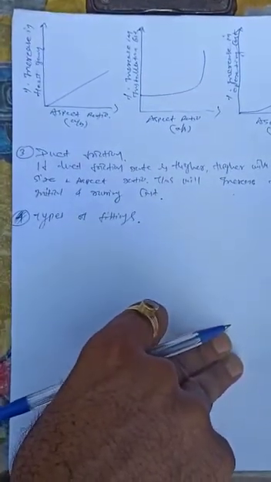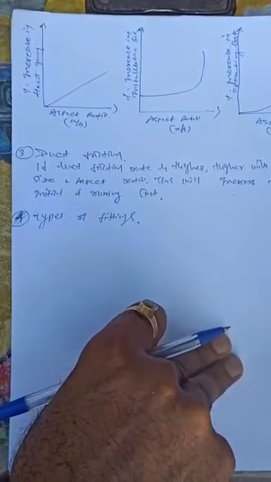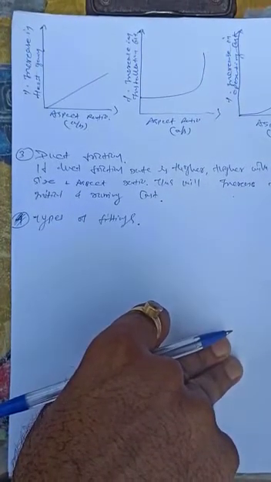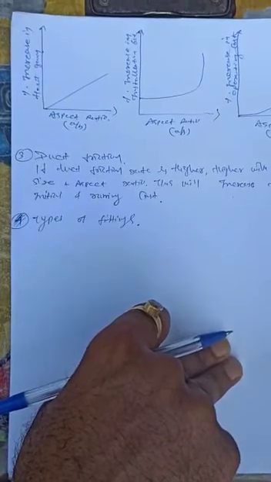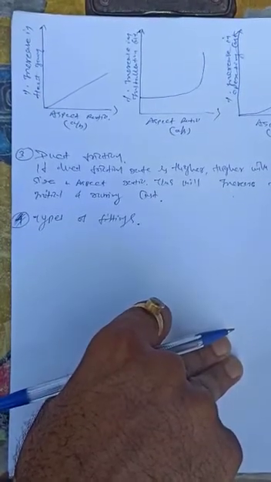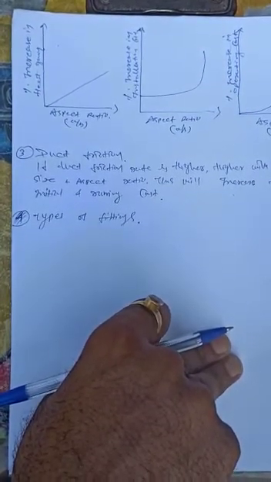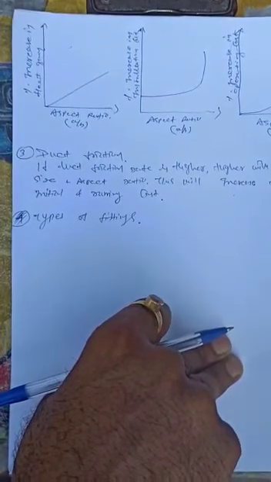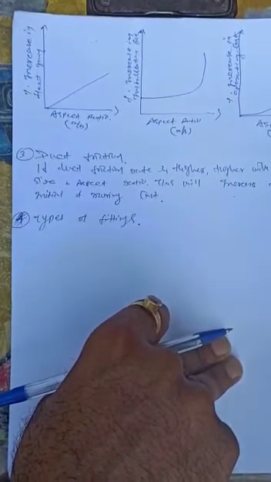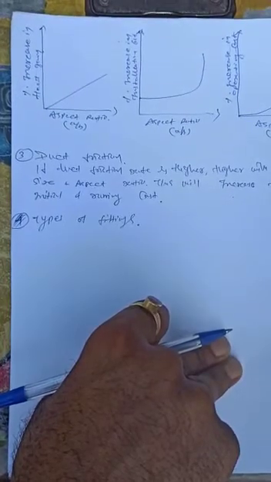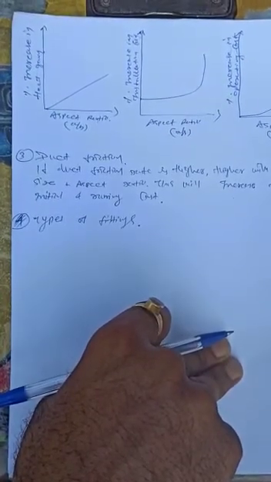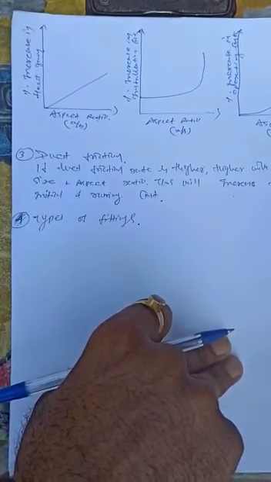Fourth one is type of fittings. The fittings can be divided into class A and class B. It is described in the graph. Different fittings are used in duct, like elbow joints, etc.